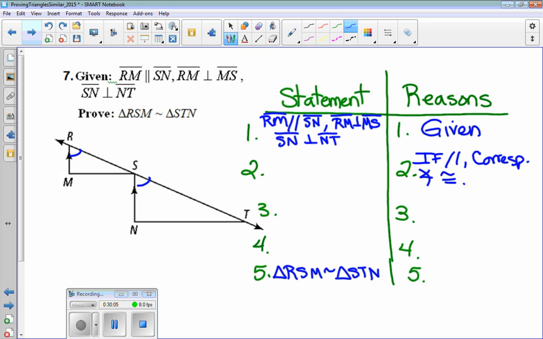So we're going to say that angle MRS is congruent to angle NST, because I have some corresponding angles with parallel lines. Two parallel lines cut by a transversal. Okay. Now what?